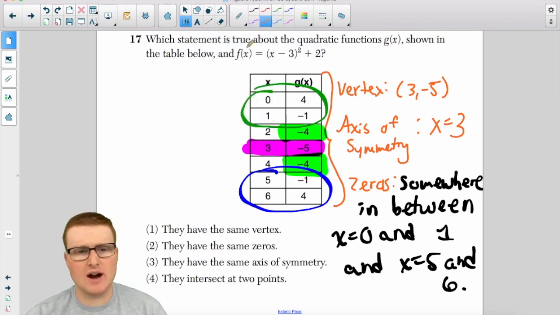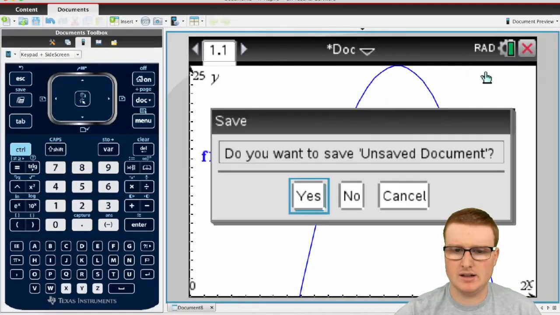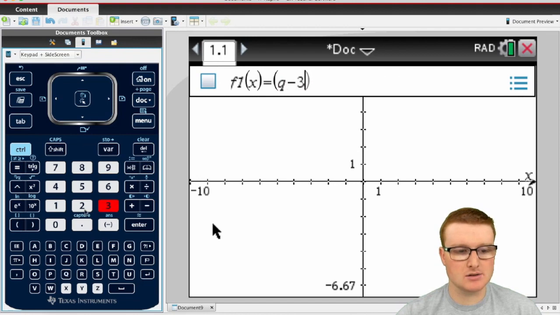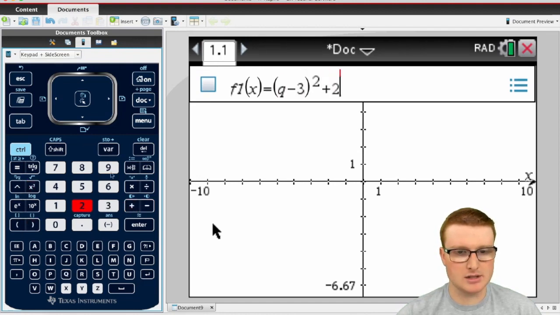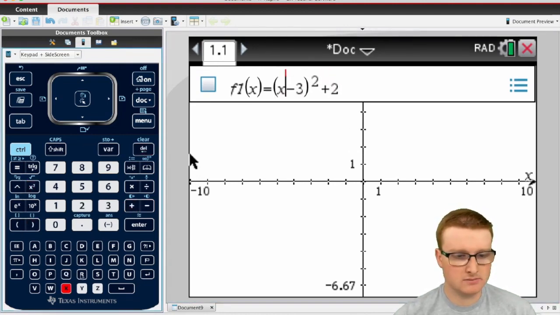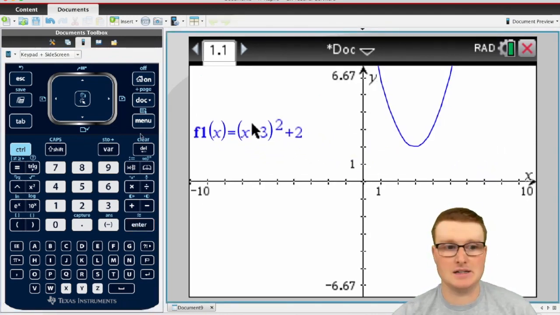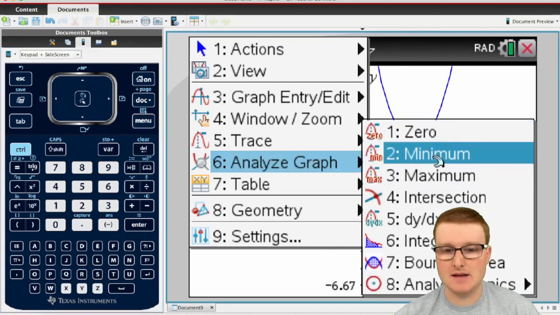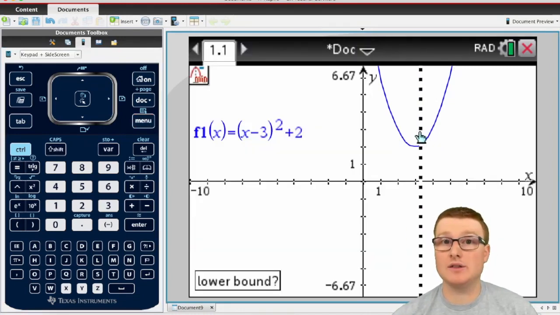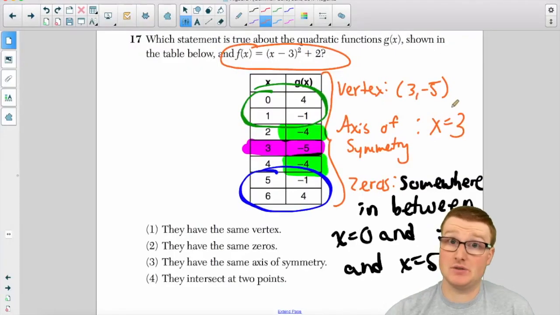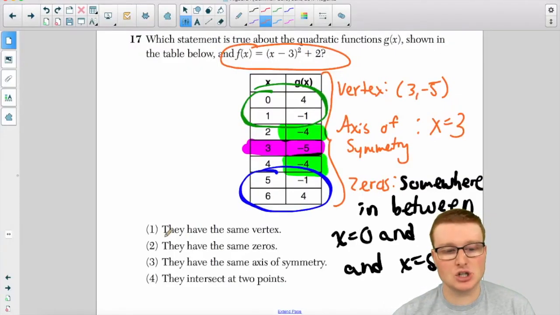So now let's go ahead and graph this. f of x equals (x - 3)² + 2. Okay, let's do it. I typed it in. So we got this. Let's analyze it. Menu, Analyze Graph, Minimum. This minimum will tell you the vertex. The vertex is (3, 2). The vertex over here is (3, -5). So that means that the answer, that they had the same vertex, makes absolutely no sense.